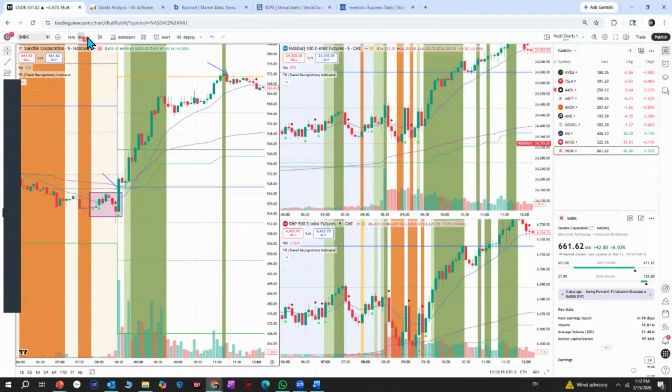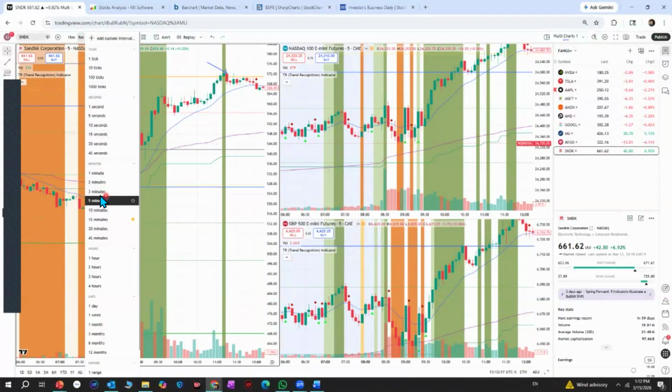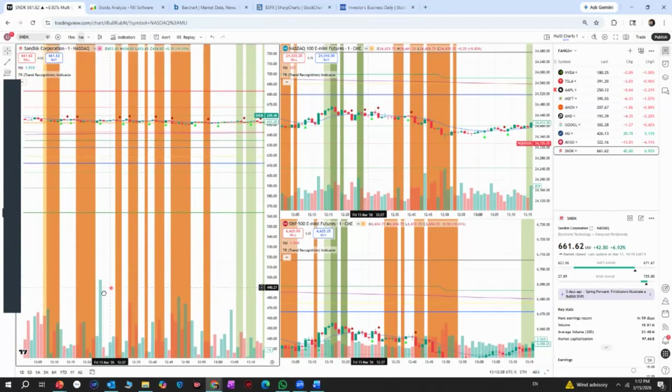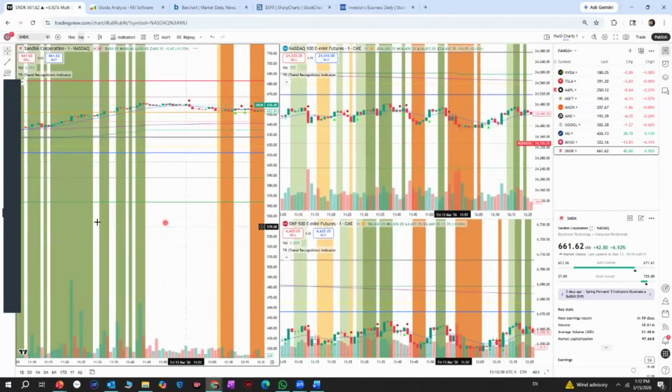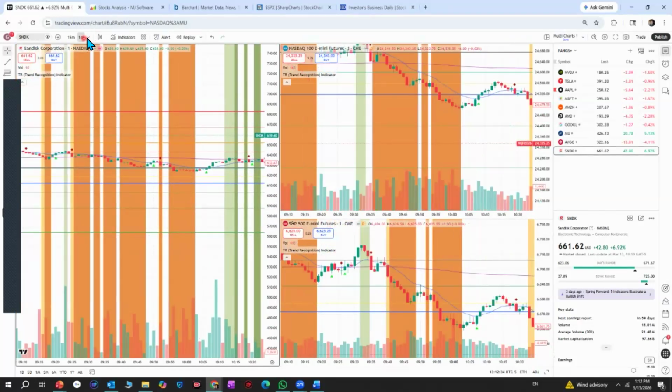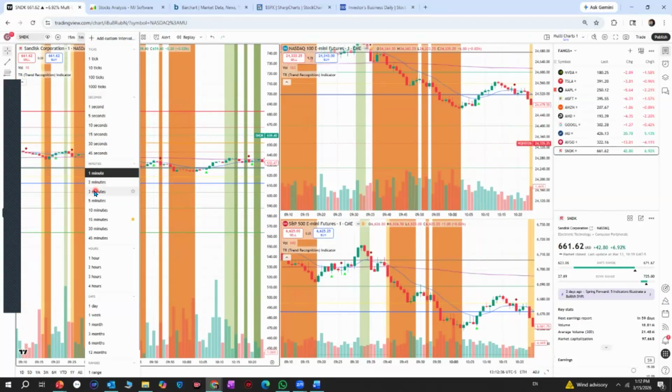Now, for day trading, in the beginning, we suggest only 1 minute, 2 minute, or 3 minute charts. Maybe at the beginning of the market, only the 1 minute chart. So this is the 1 minute chart, and there are too many bars, so let's move to 3 minutes, make it more reasonable.